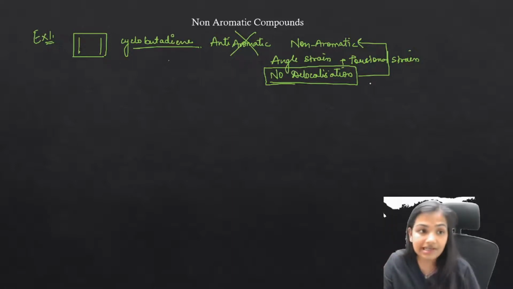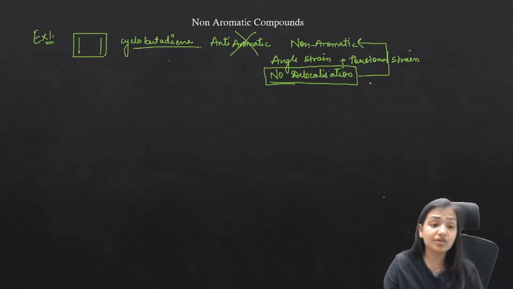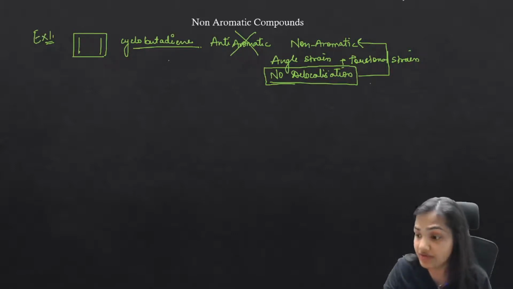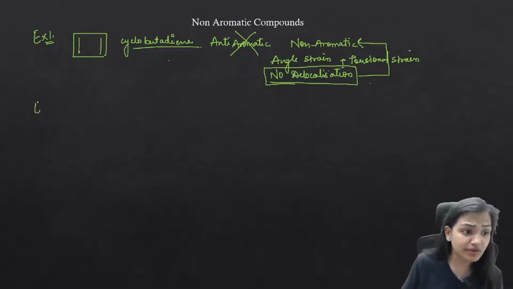Okay, is it clear guys? So it's not that this is going to be the anti-aromatic, it is going to be the non-aromatic. So this is an exception only for the cyclobutadiene. When we have the 4 carbons, this is it. So this is the example that you remember for the examination, but very carefully.